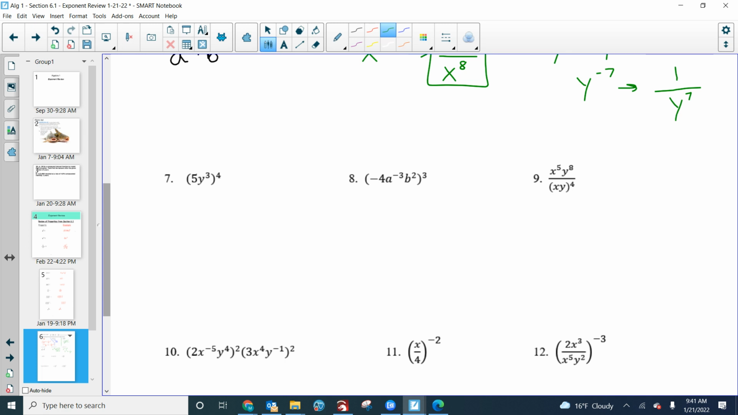I'm confident with my number 7. Don't you have to solve it, Dan? You can't solve that yet. But then what would be the 5 y? No. Yeah. All right.